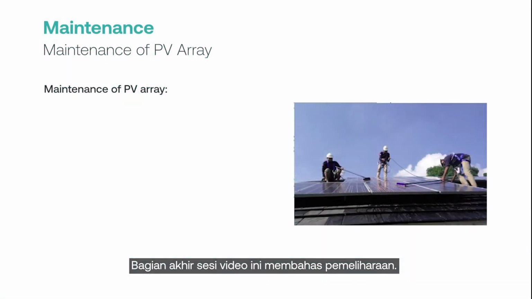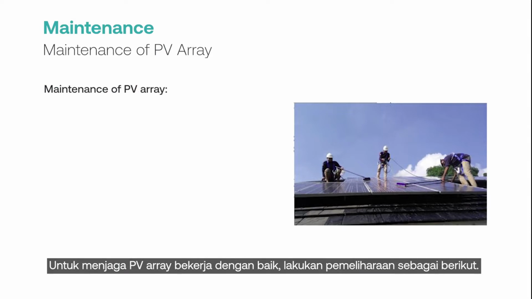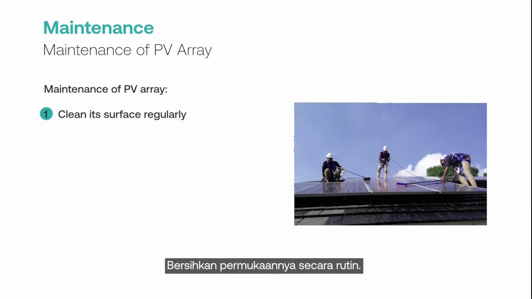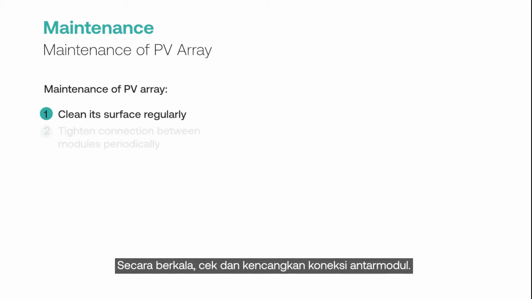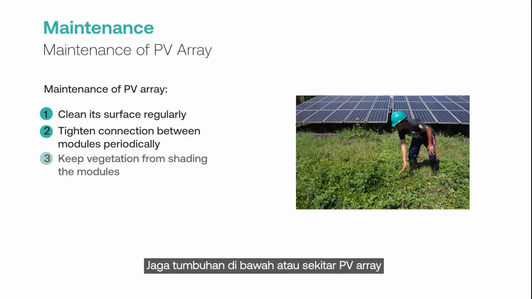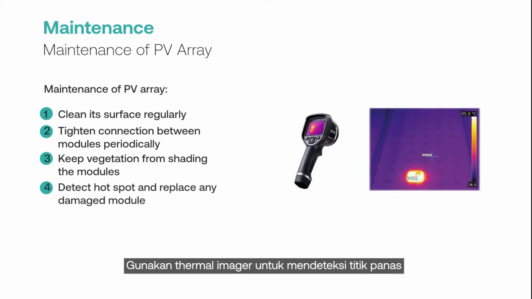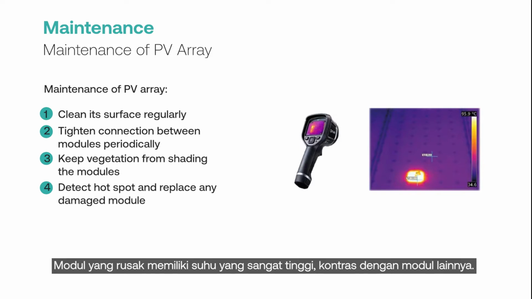The last section in this video session is the maintenance. To keep PV array performing well, do maintenance as follows. Clean its surface regularly. The drier and dustier an area, the more frequent cleaning it needs. Periodically check and tighten the connection between modules. Keep vegetation under or around the array from growing taller and causing shedding. Use thermal imager to detect hotspot and replace any damaged module with a new one. Damaged module has very high temperature in contrast to other modules.